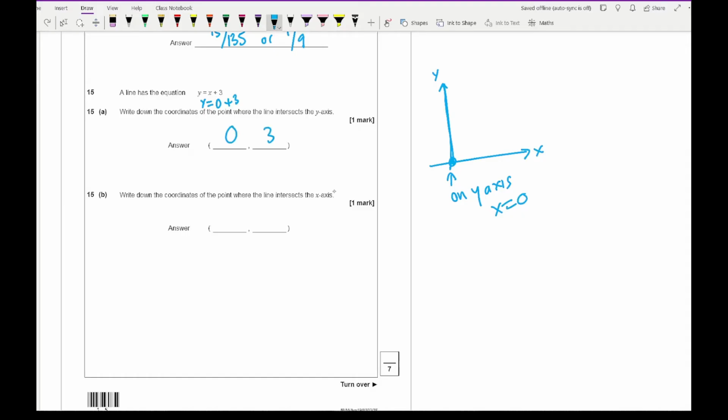The next question then says write down the coordinates of the point that intersects the x-axis. Well, that's going to be the complete opposite. So when it hits the x-axis, y equals 0. So here, if I change that to 0, now again, looking at this equation of y equals x plus 3, well, if y equals 0, what would x equal? Well, what plus 3 equals 0? Well, x, if I take the 3 over to the other side, I end up with minus 3.